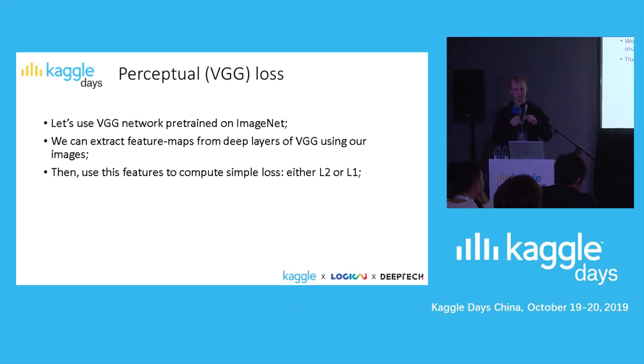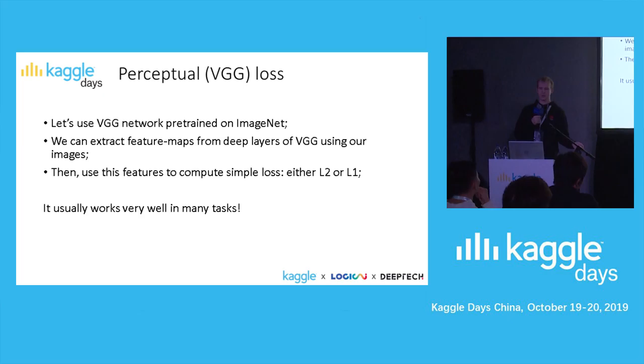Maybe. Okay, so the first answer, yes, it's perceptual or VGG loss, and how it works. Let's just use a VGG network, which is pre-trained on ImageNet just for the classification task. And we just freeze the layers of the network and extract feature maps from the deep layer of VGG, from our predicted images and from our target images. And then we can use these deep features to compute per pixel loss between the features, using either L2 or L1 loss, for example. They actually work approximately the same in this approach, and it usually works very well in many image-to-image tasks.